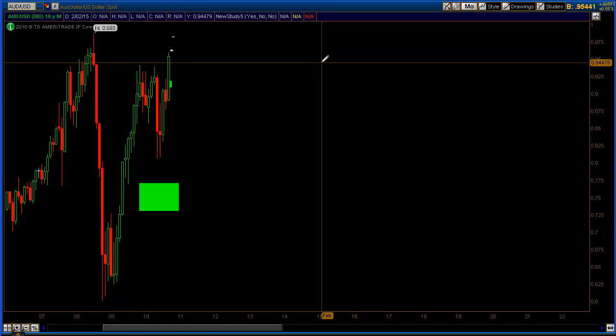Continue to trade that short-term trend until it ends. And that's it, guys. That's the trade on the pair today.